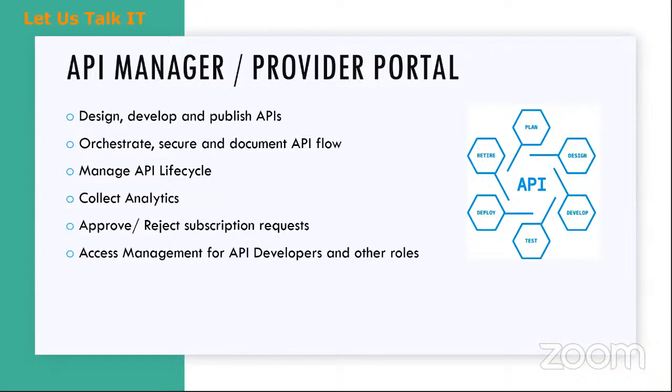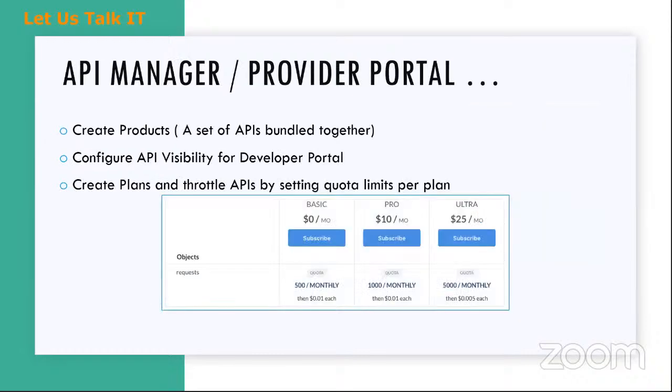That flow, you can enable or disable depending on your business strategy. You can do that just with a click of a button, and you can approve and reject your subscription requests. Also, you can onboard your new developers. You can give them different roles in order to design, develop, and publish your APIs. So that's a little about the API manager, and we'll talk a little more about it.